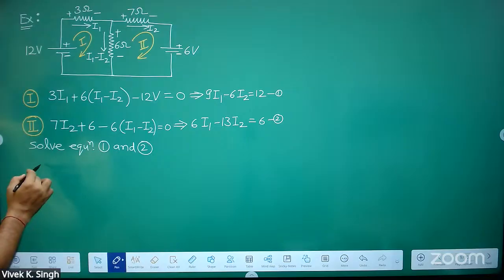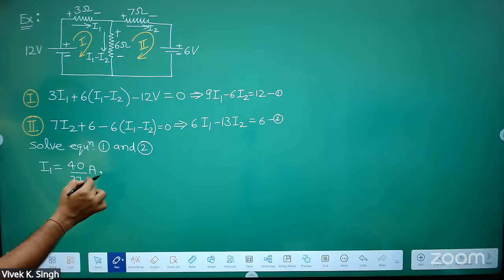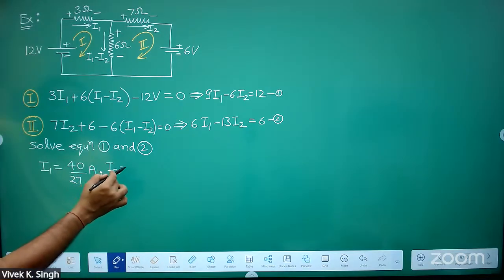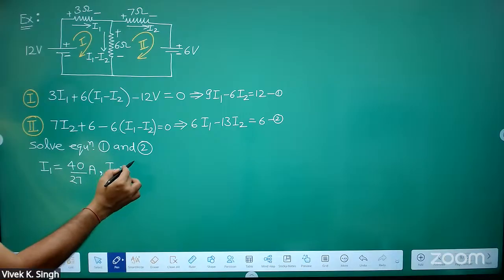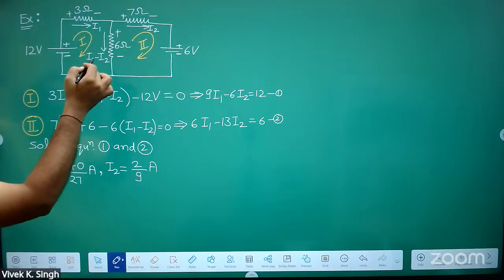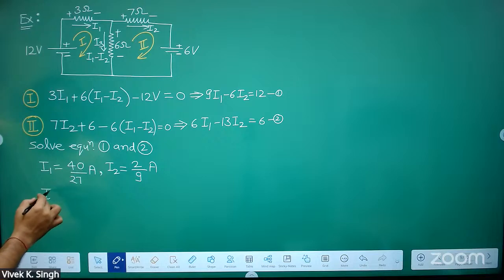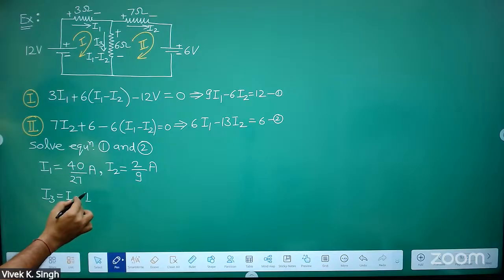So I think if you calculate, I1 will be 40 by 27 ampere. I2 will be 2 by 9 ampere. So this is I1 and I2. Let's say this current is I3. So what will be I3? I3 is I1 minus I2.